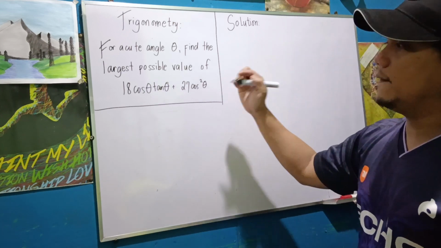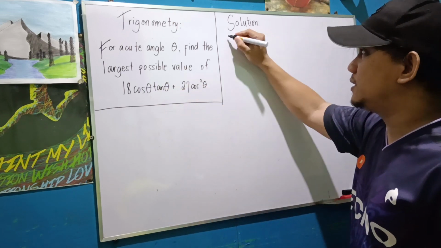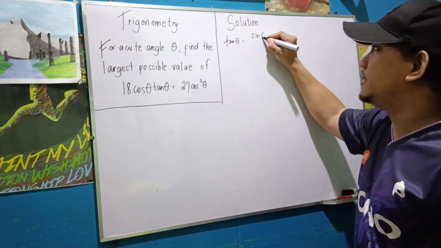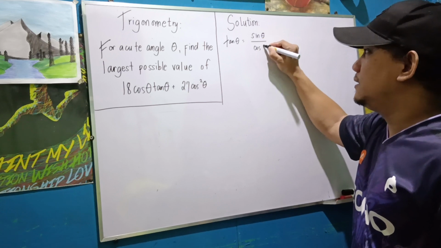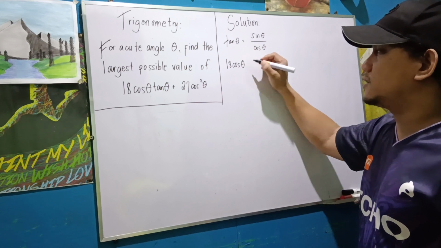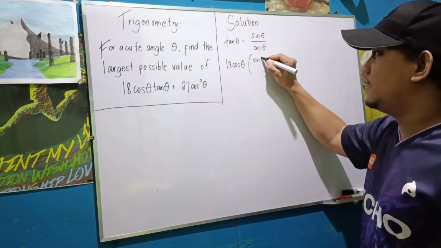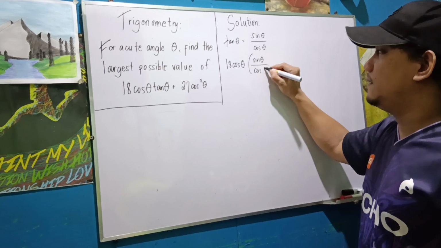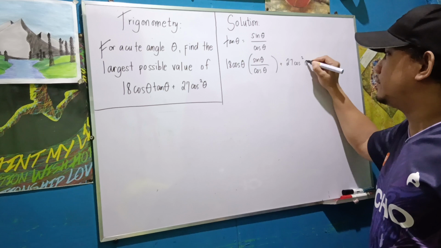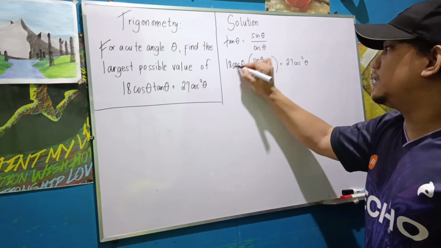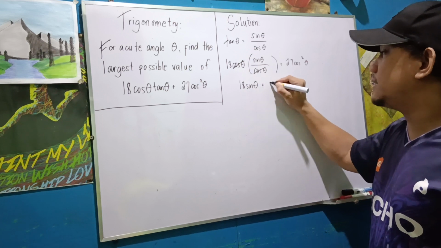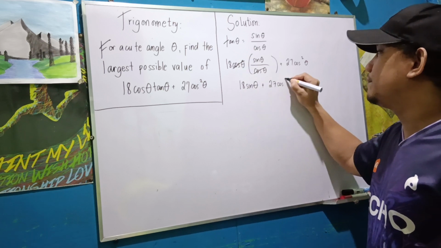Okay, for the solution part, let us recall that the tangent theta is equivalent to the ratio of sine theta and cosine theta. So what we can do is replace tangent theta with that expression. So we have 18 cosine theta times sine of theta all over cosine of theta plus 27 multiplied by cosine squared of theta, in which cosine theta will cancel out. So we have 18 sine of theta plus 27 cosine squared theta.